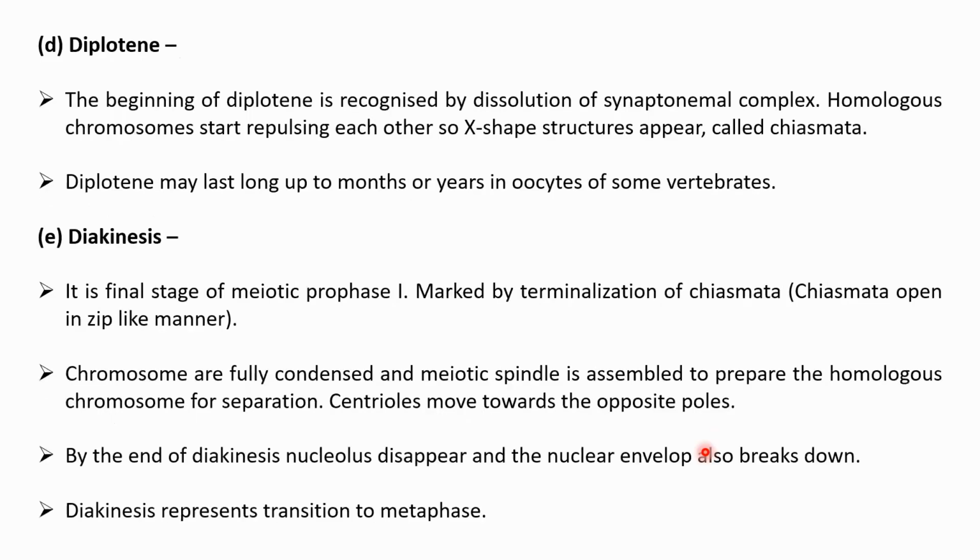The next stage is the diplotene stage. The beginning of this stage is recognized by the dissolution of the synaptonemal complex, which is formed in the earlier pachytene stage. The homologous chromosomes start repulsing each other, leading to the formation of an X-shaped structure. If we visualize this structure under the microscope, it gives us an X-like appearance, and therefore this structure is also known as chiasmata.